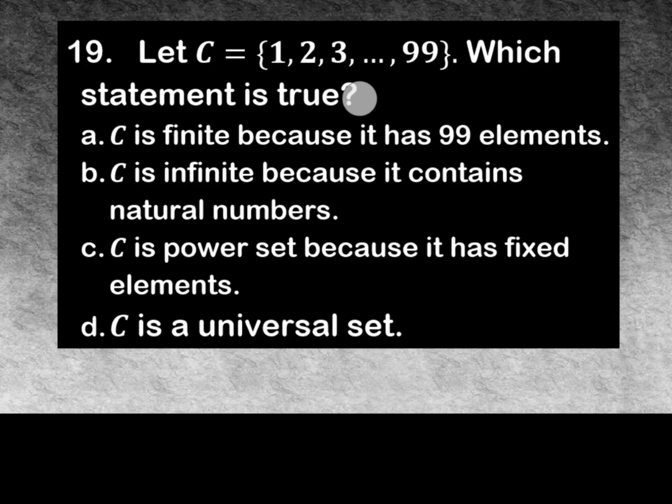Let C equal a set of 1, 2, 3 up to 99. Which statement is true? C is finite because it has 99 elements, or C is infinite because it contains natural numbers. Though it contains natural numbers, it starts at 1 and ends at 99. It's not infinite. C is a power set because it has a fixed element. Here, we haven't discussed the power set yet. The correct answer here is letter A.